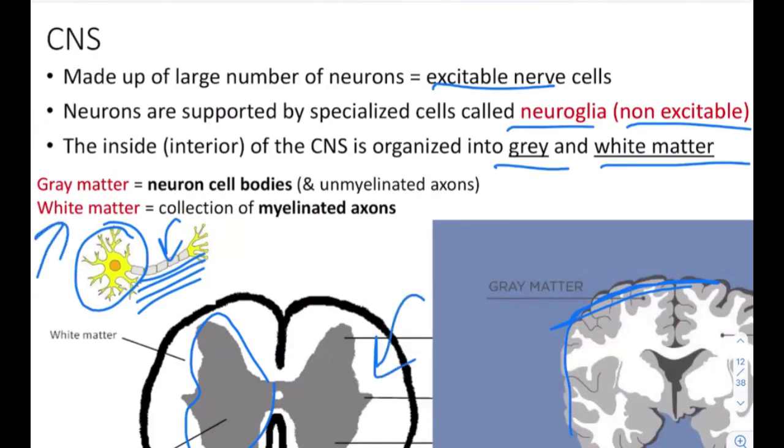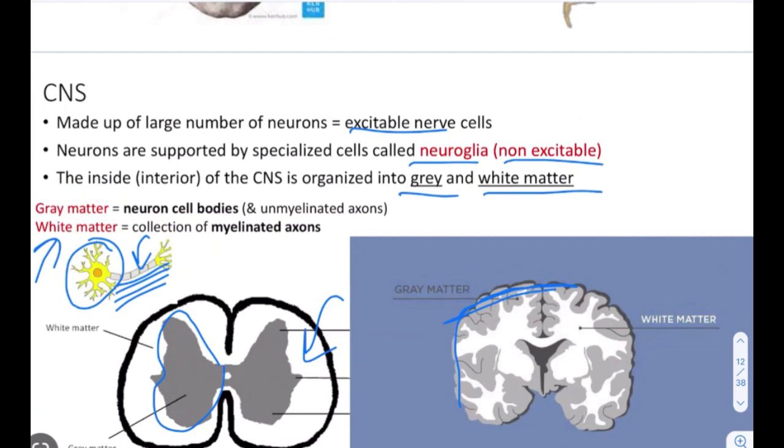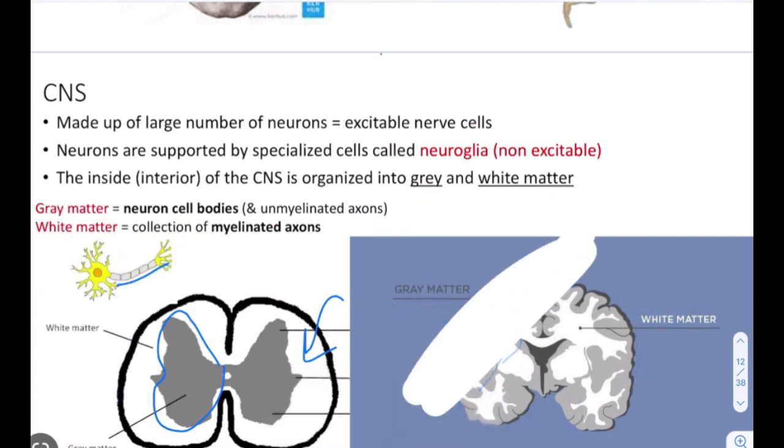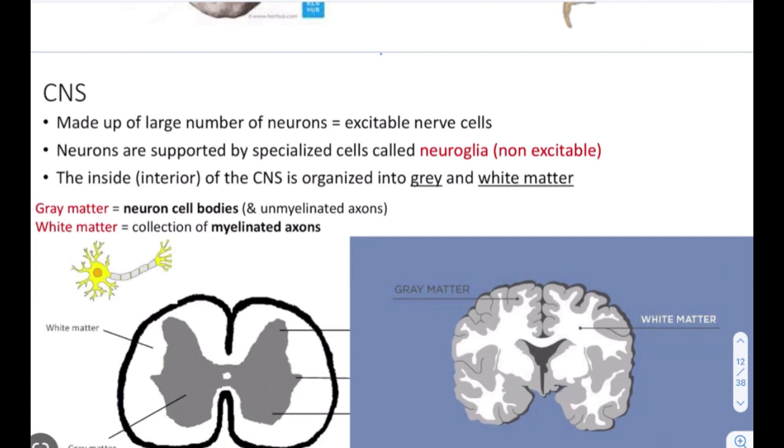So for example, here in the spinal cord, this is white matter, and in the center of the brain here is the white matter. So specifically in the brain, we have neurons, which make up the gray matter, and then their axons make up the white matter, okay? But in the spinal cord, the configuration is the opposite. In the center, we have the neuron cell bodies, which make up the gray matter, and then their axons form the white matter on the outside, okay?